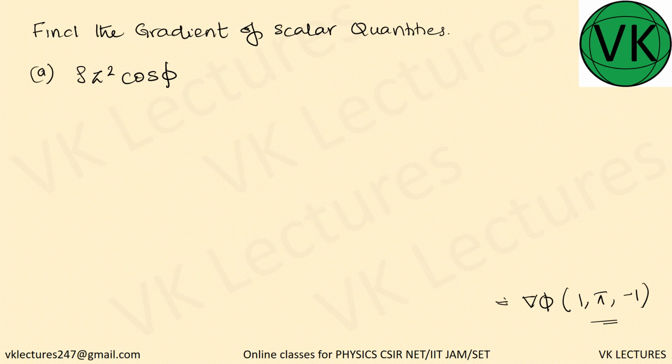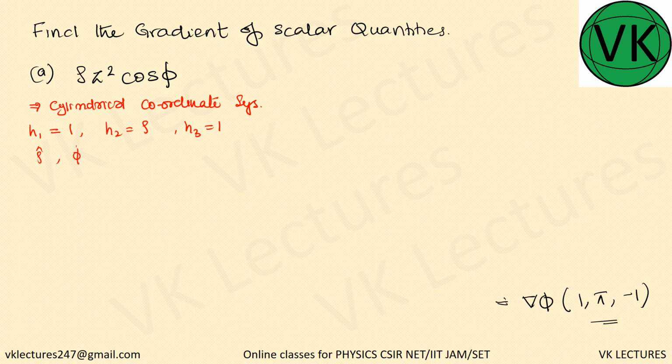So from this it is understood that it is a cylindrical coordinate system, and the value of h1 is equal to 1, h2 is equal to rho, and h3 is equal to 1, and the directions are rho, phi, z.